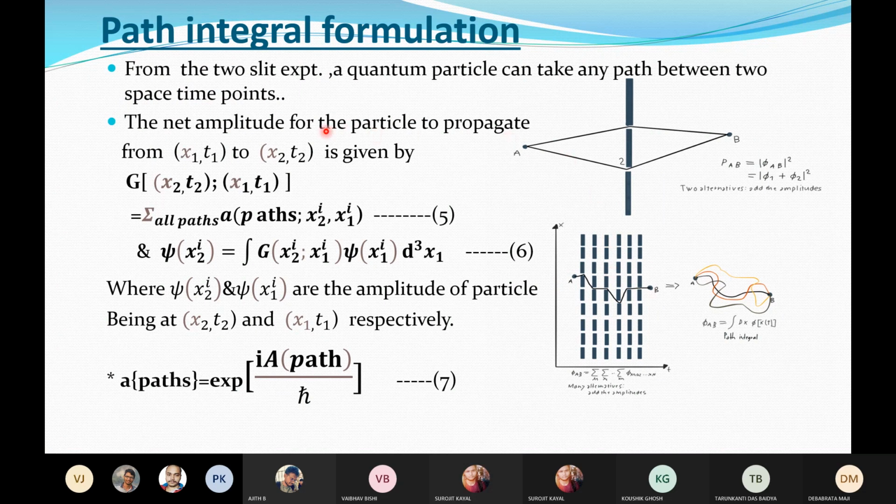So what we do is that the net amplitude for a particle to propagate from point A to point B is given by the sum of amplitudes for all possible paths, given by equation 5, and our dynamical equation is given by equation 6, which is psi(x2) equal to the integral of the G function, which is the net amplitude for propagating between two space-time points, times psi(x1), the probability amplitude for the particle being at the space-time point x1, with dx1.